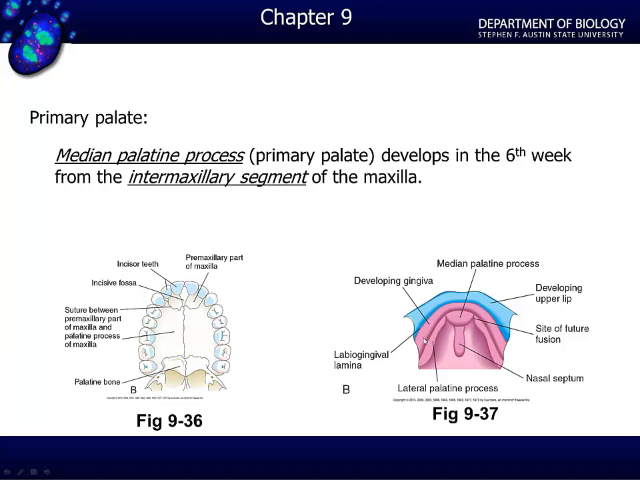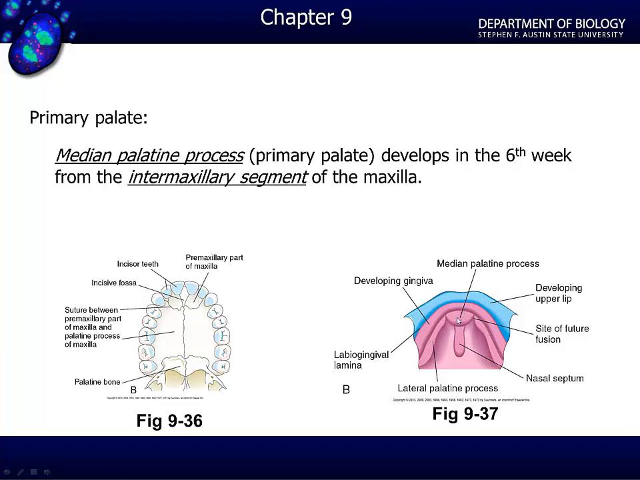Now, as we look, in this case we are in the oral cavity and we're looking up at the nasal cavity because we have lost our oronasal membrane. So here we're developing our intermaxillary segment. These are the median palatine processes. Now we've got our intermaxillary segment in place.